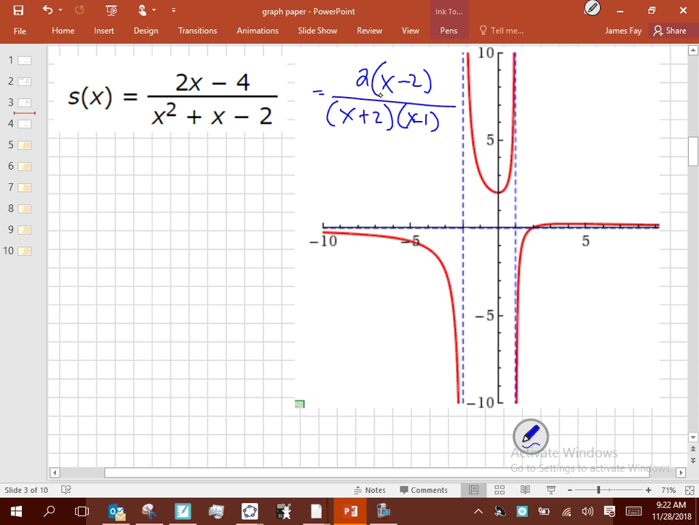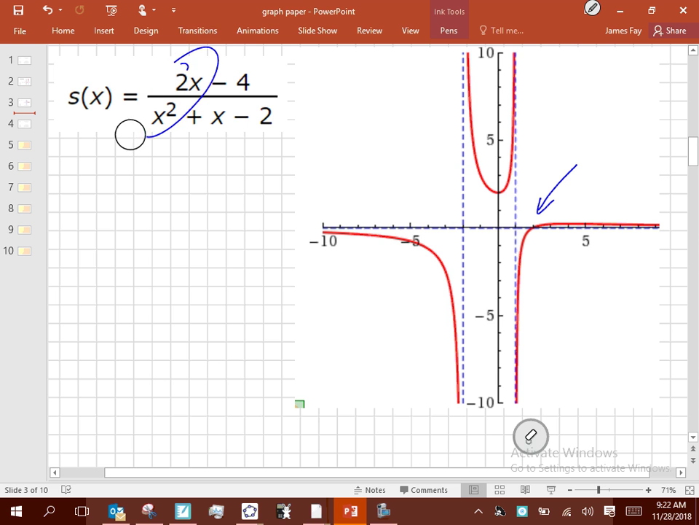If I set the numerator equal to 0, you get an x-intercept at 2, correct? So that's what we're seeing over here. We get an x-intercept at 2. Compare the leading degrees. The denominator is bigger, so my horizontal asymptote is going to be y equals 0. Okay? And my y-intercept is going to be -4 divided by -2, right? Which is positive. Okay? So all that stuff is consistent with what we've been doing.